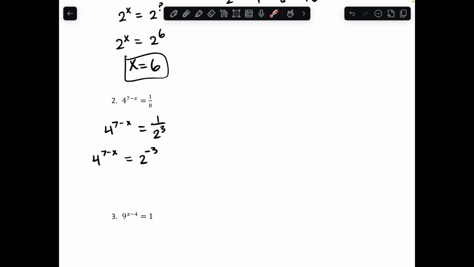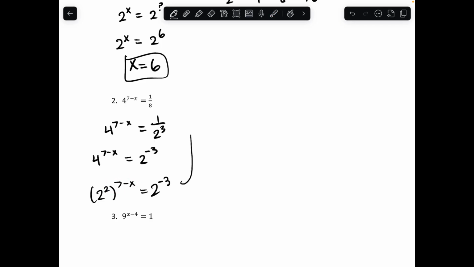Now from here, I'd like to get both of these bases to be the same. Now I know that I can write 4 as a power of 2. I can write it as 2 squared, so let's go ahead and do that. We can write the left side as 2 squared to the 7 minus x power is equal to 2 to the negative 3 power. Now the properties of exponents just allow me to multiply these to become my new power.